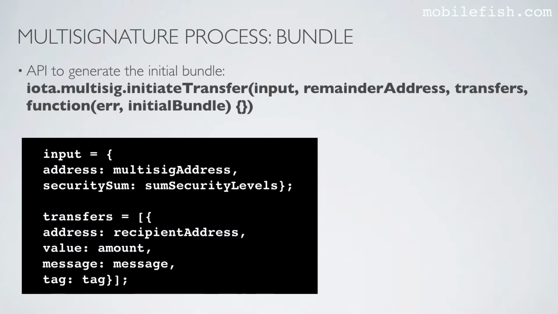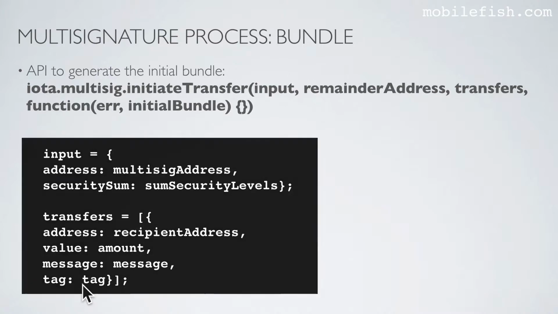The API to generate the initial bundle is iota.multisig.initiateTransfer, with input, remainder address, and transfer as input values. Input consists of the address, which is the multi-signature address, and the security sum, which is the sum of the security levels, which I have explained earlier. In this example, we don't have a remainder address. And transfer consists of the address, which is the recipient address, and the value, which in this example is 2 IOTAs. It can contain a message, and it can contain a tag.